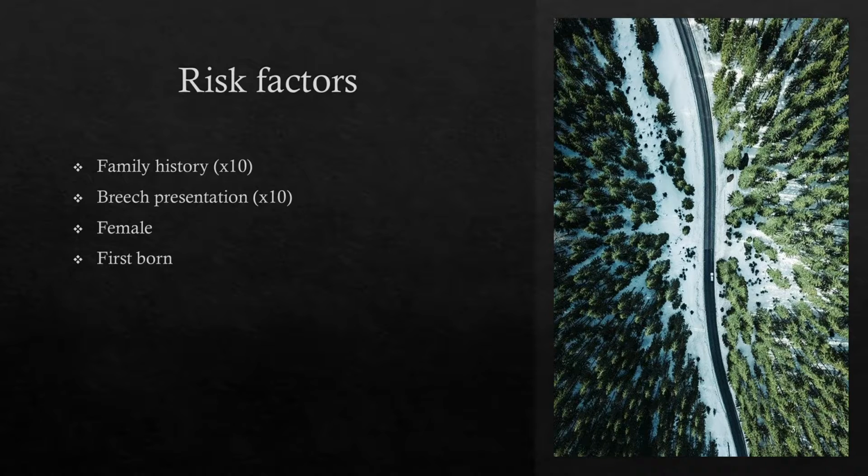So risk factors that contribute to the development of DDH include family history, a breech presentation, female, and firstborn. So especially for the first two, if there's a positive family history or if the child is a breech presentation, they have a 10 times increased risk of developing developmental dysplasia of the hip.